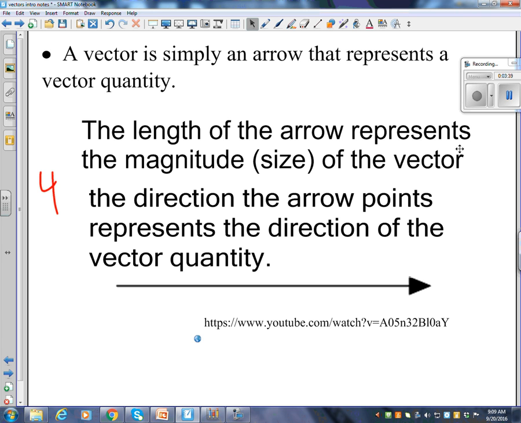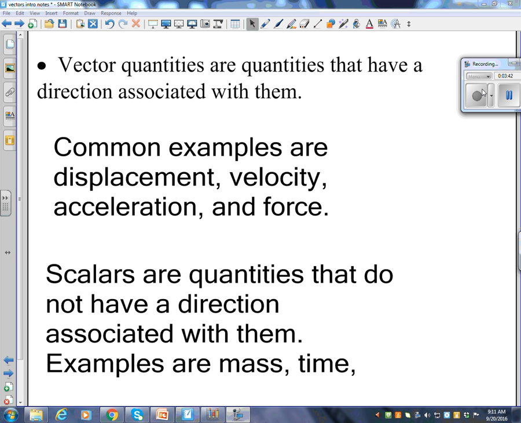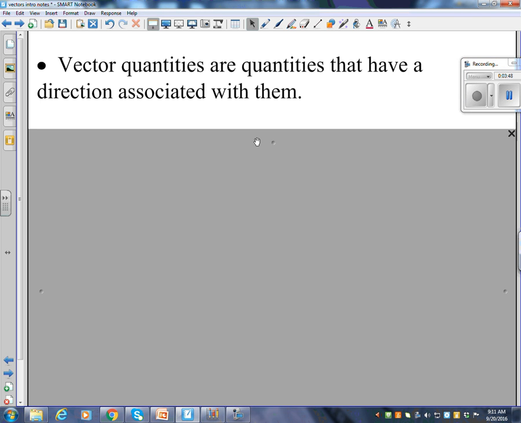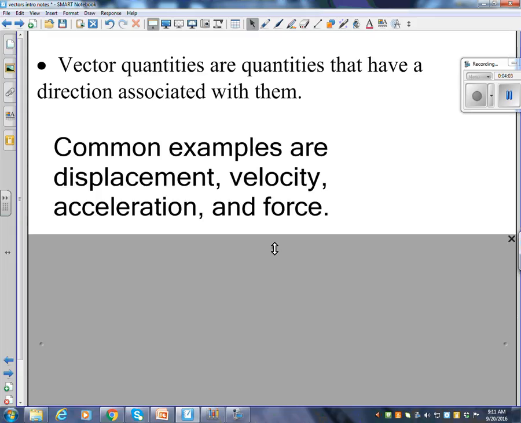Here's my favorite part. Vector quantities are simply quantities that have a direction associated with them. They have a direction along with them or as part of them. Here are some examples. I call them the big 4: displacement, velocity, acceleration, and force. There are others, but those are the most common. And I'm going to show you right away how they can have direction.